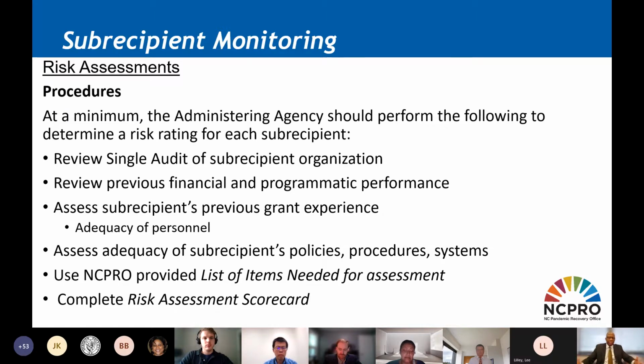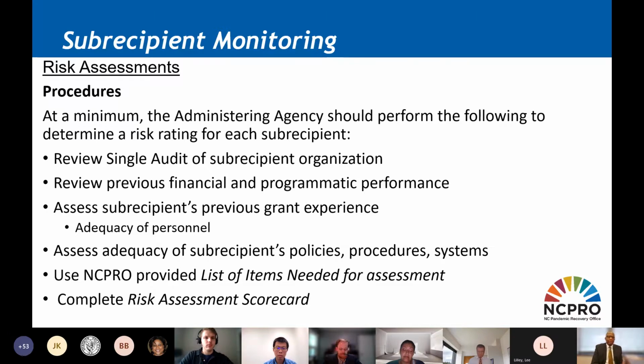How much have they done? The adequacy of their personnel, the skill level in managing grant funds. You know, some of that will be a subjective judgment, but much of it will be based on the experience in actually managing grant awards. Make an assessment of their policies, their procedures, and their systems. Are they operating with new systems, older systems? Do they have systems at all? Or are they automated? Or are they manual?